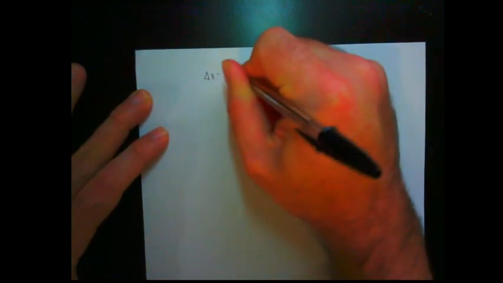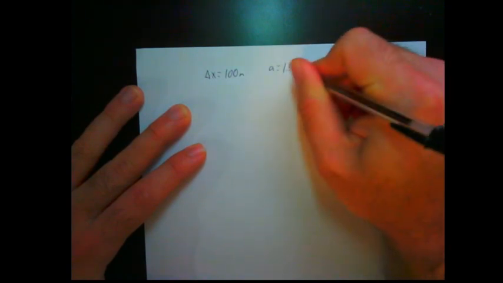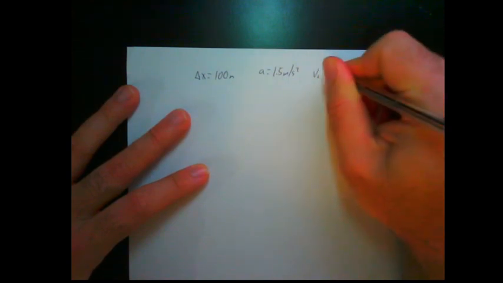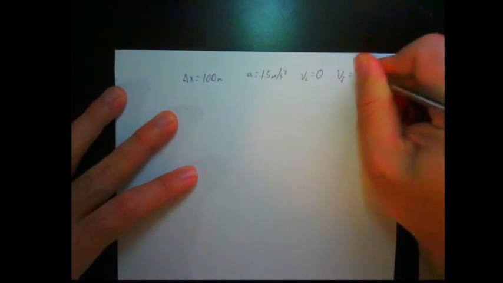Let's say we only have a 100 meter long ramp. So now we have our delta x as 100 meters. That's as long as our ramp is. We still know our acceleration is 1.5 meters per second squared, and we know our initial velocity is still 0. How fast could we get it going? How fast, if we had a 100 meter long ramp, would our slow roller end up going if it was accelerating at 1.5 meters per second squared?